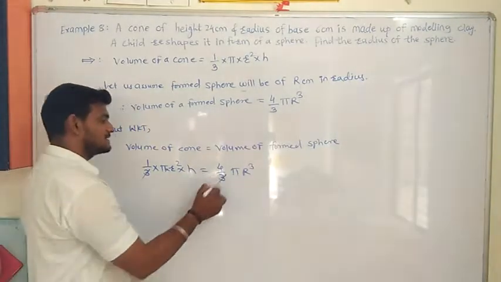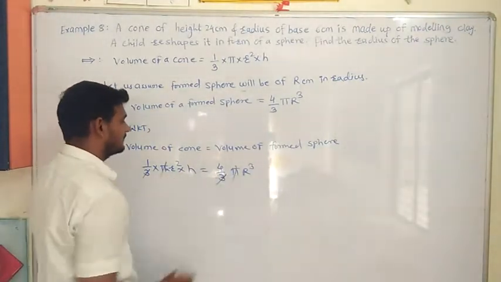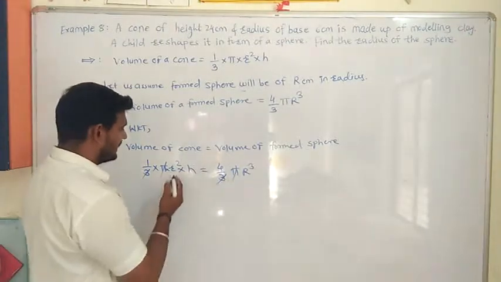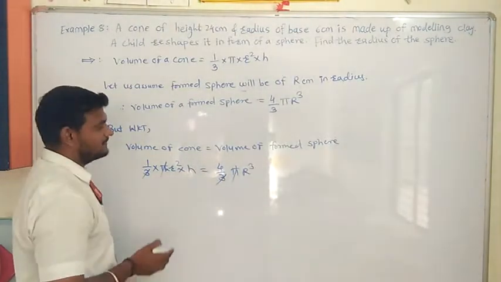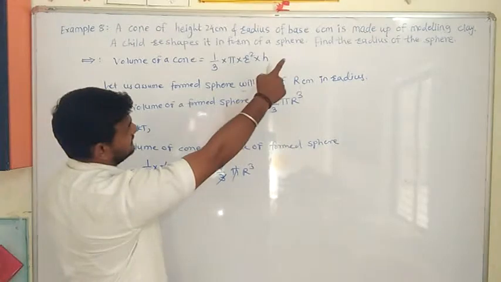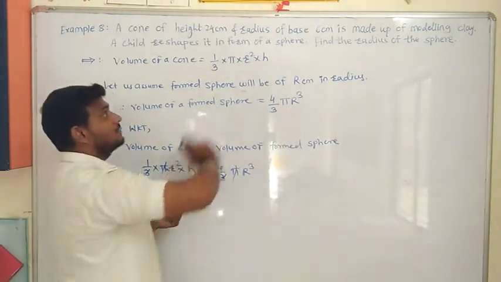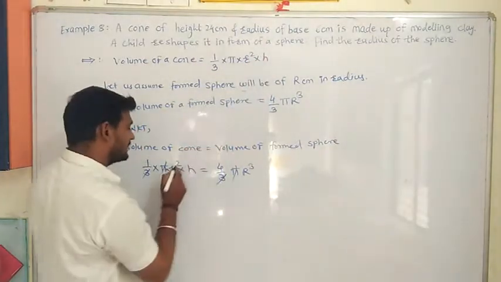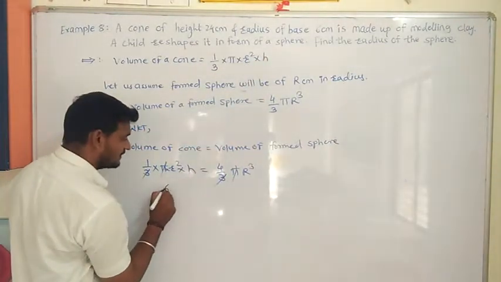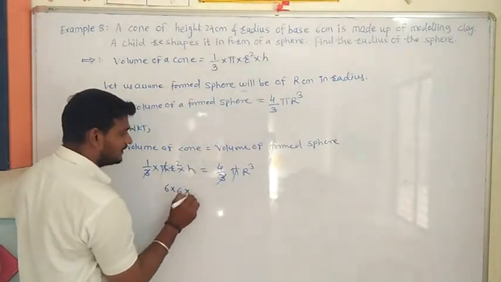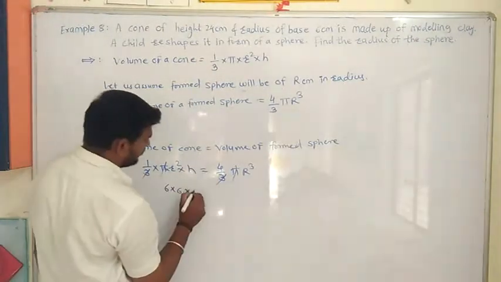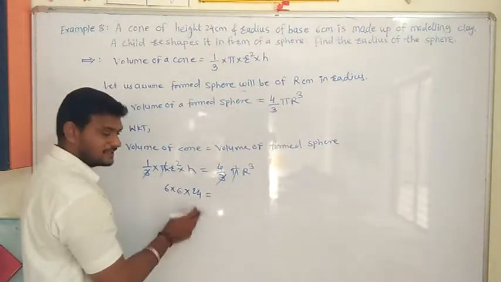See here, this 3 gets cancelled, pi gets cancelled, and you will put the values of r square. What is the value of r square here? r is 6 centimeter, the radius of the base of the cone is 6 centimeter. Put here r is 6 centimeter. 6 into 6, and the height of the cone is 24 centimeter.